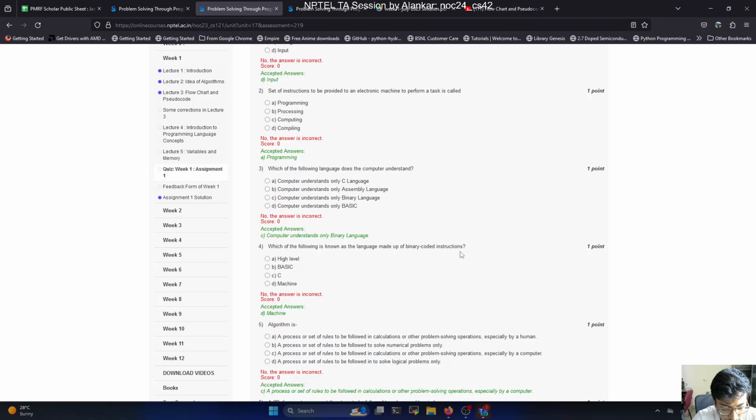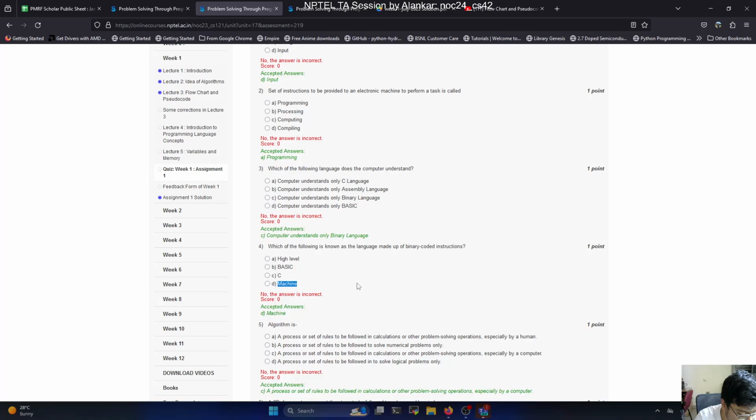Okay, so which of the following is made up of binary coded instructions? Obviously machine language. The names binary and machine language are often used interchangeably, because that's what the machine understands.